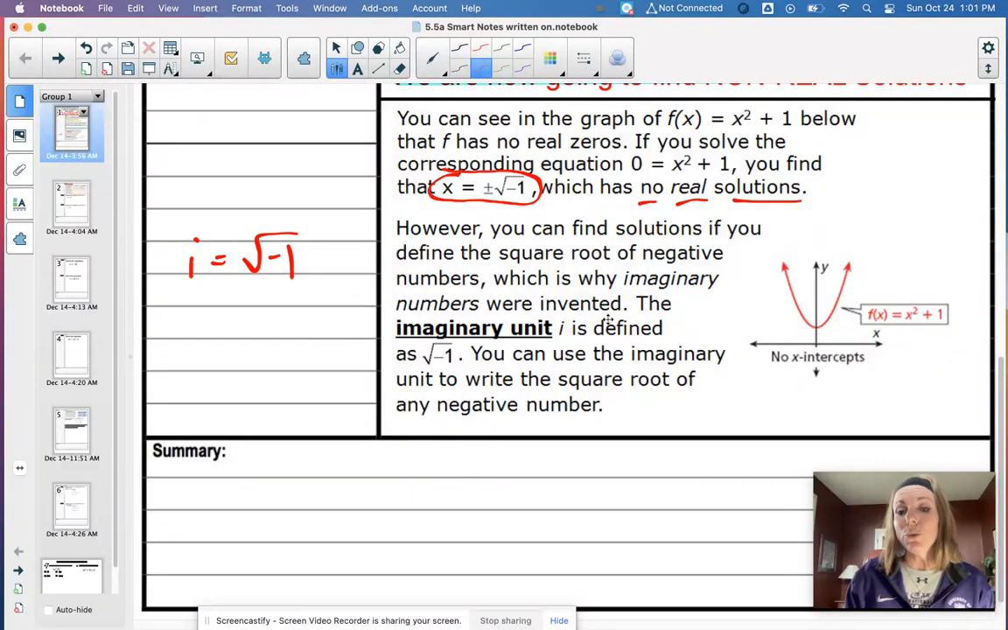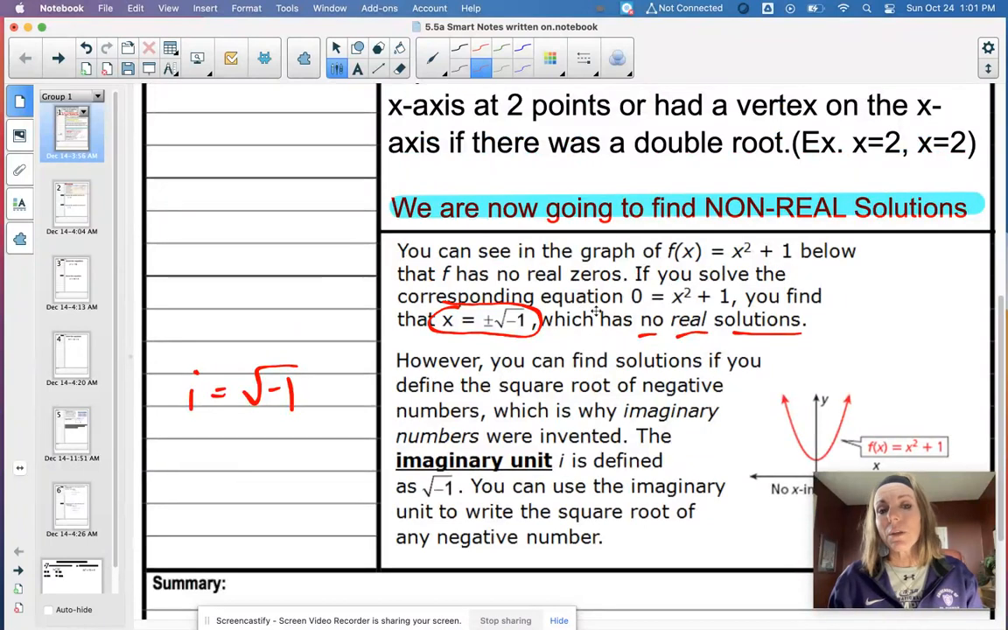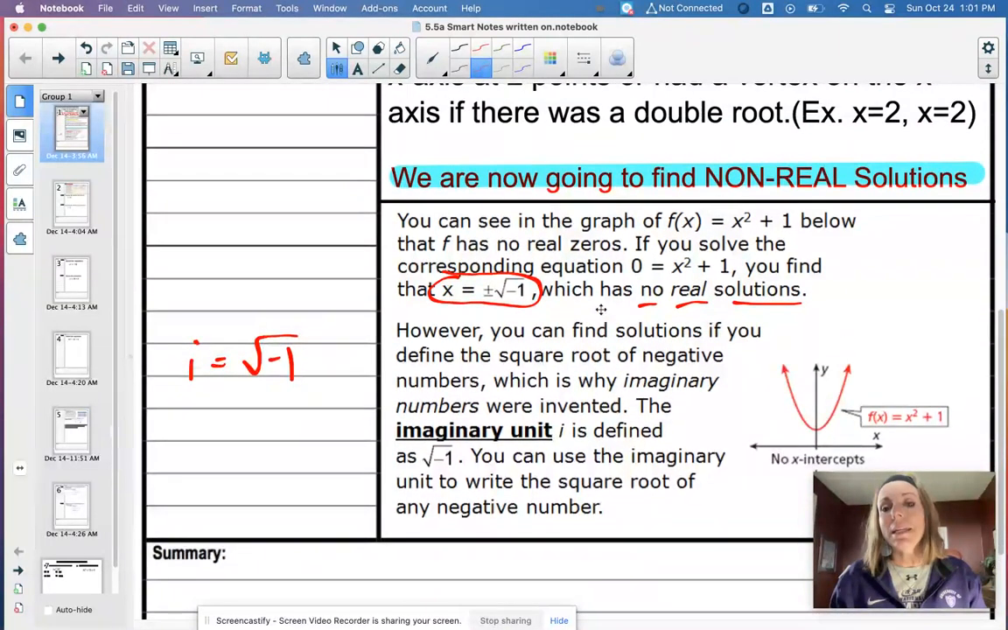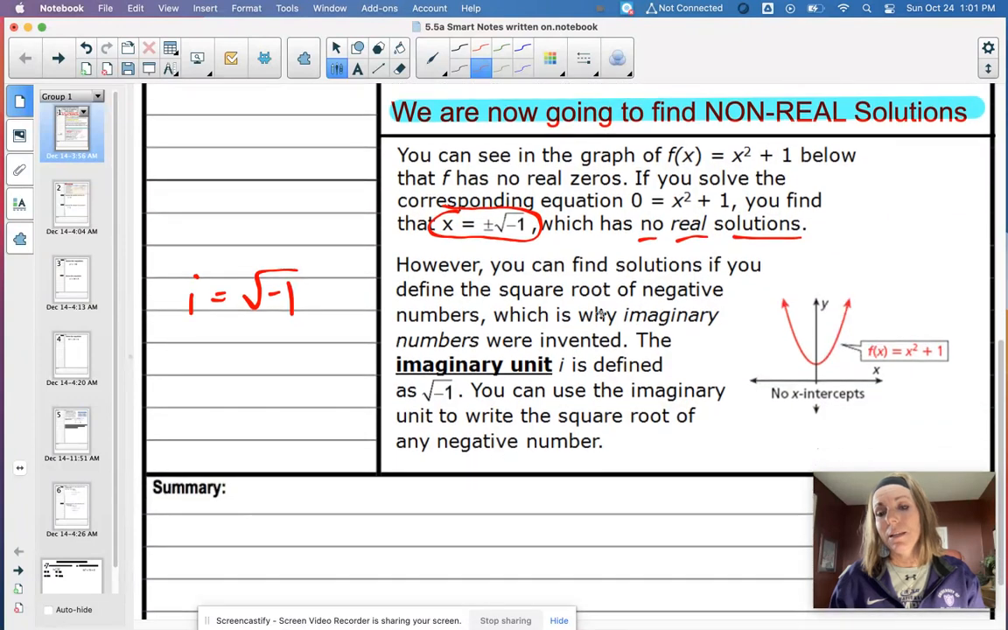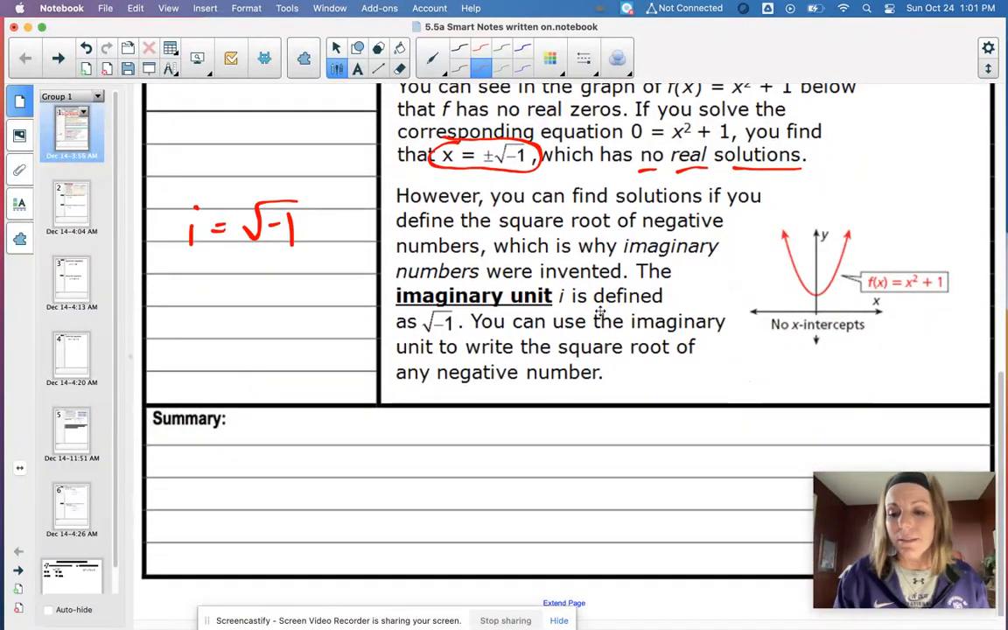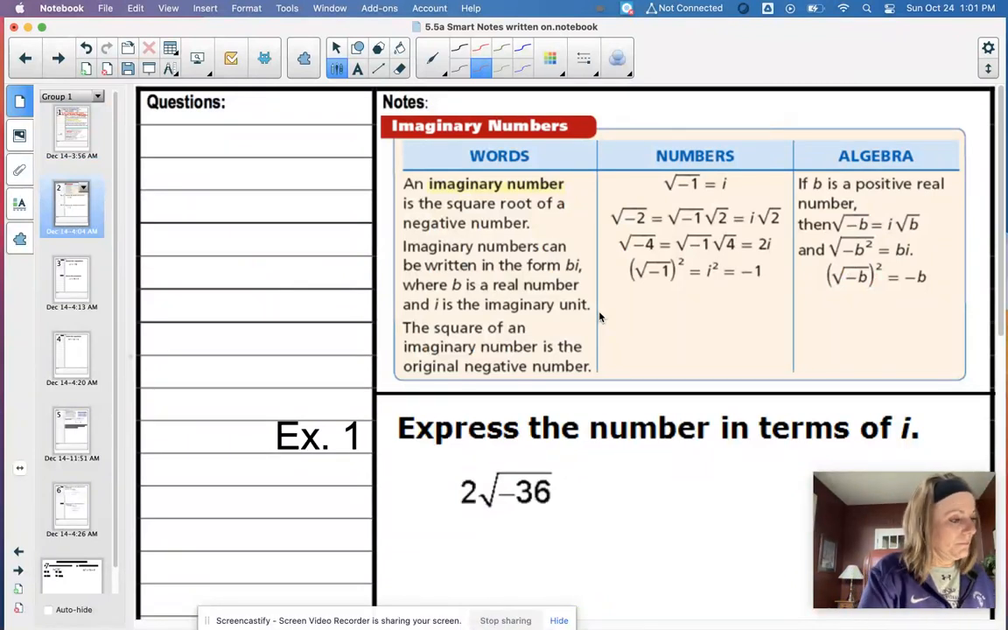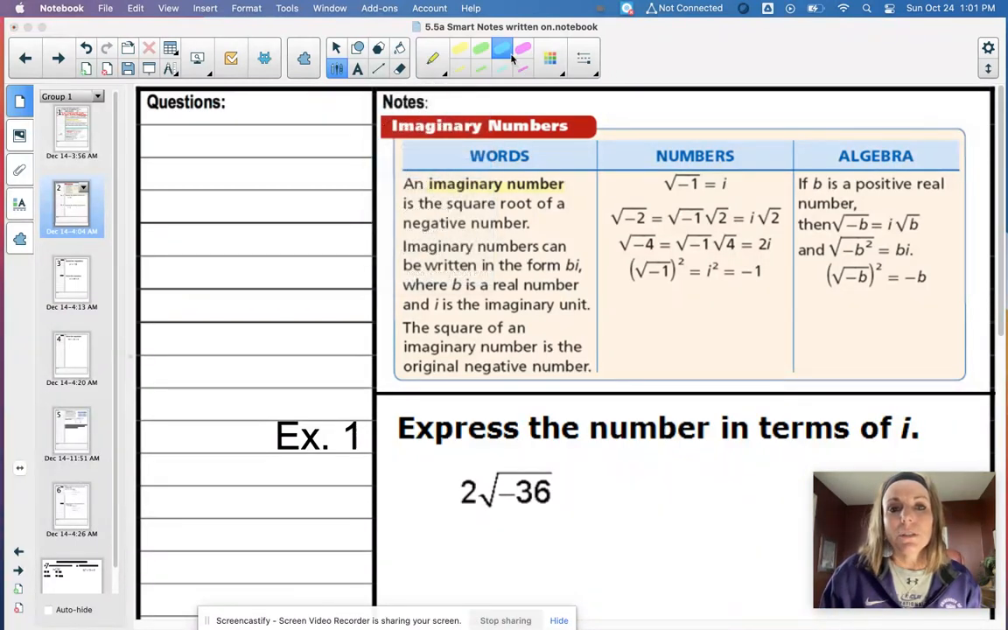So we're still calling them solutions. We're still calling them roots, but they're really non-real because they will not intersect the x-axis. An imaginary number is the square root of a negative number. Right here is what I just wrote down. Imaginary numbers can be written in the form bi, where b is a real number and i is the imaginary unit. The square of an imaginary number is the original negative number.